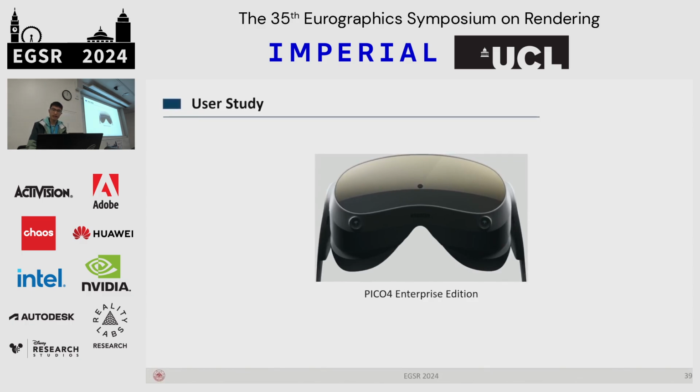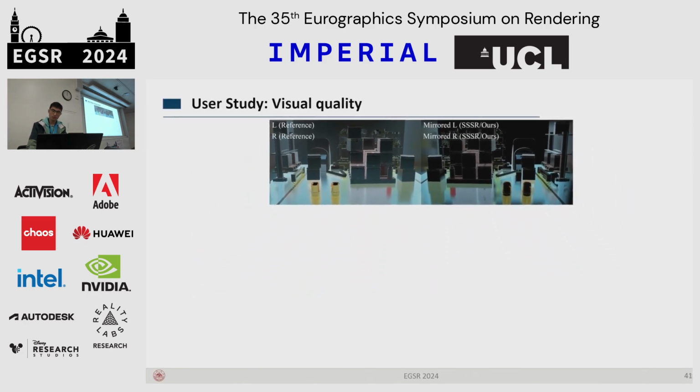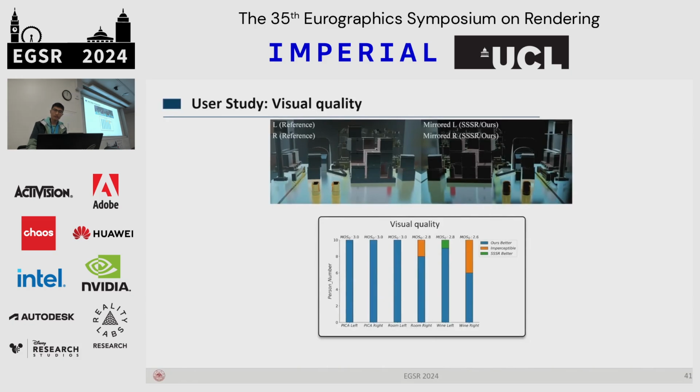Additionally, we conducted 3 user studies with 10 participants using the Pico 4 Enterprise Edition device. The first study focused on visual quality. Participants view mirrored rendered results using a VR headset and rate their experience. Most users found that our method provides better visual quality.